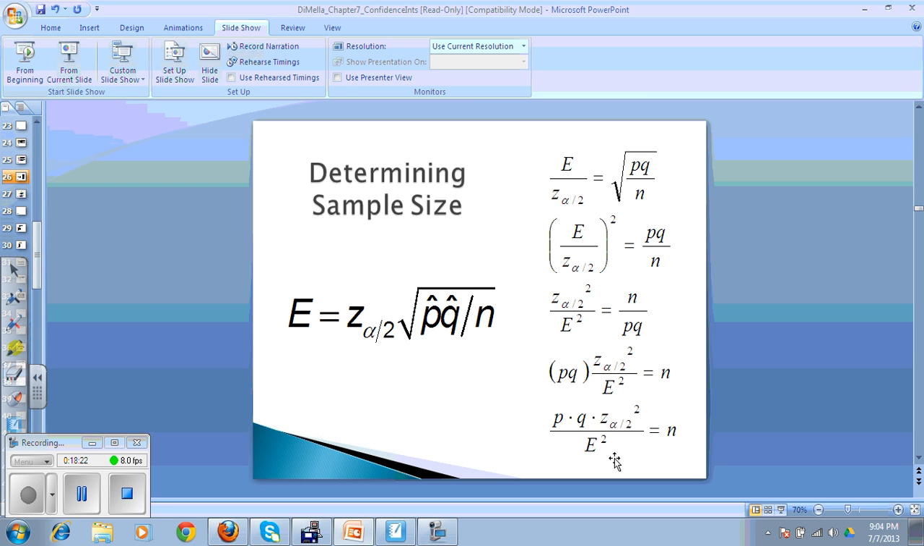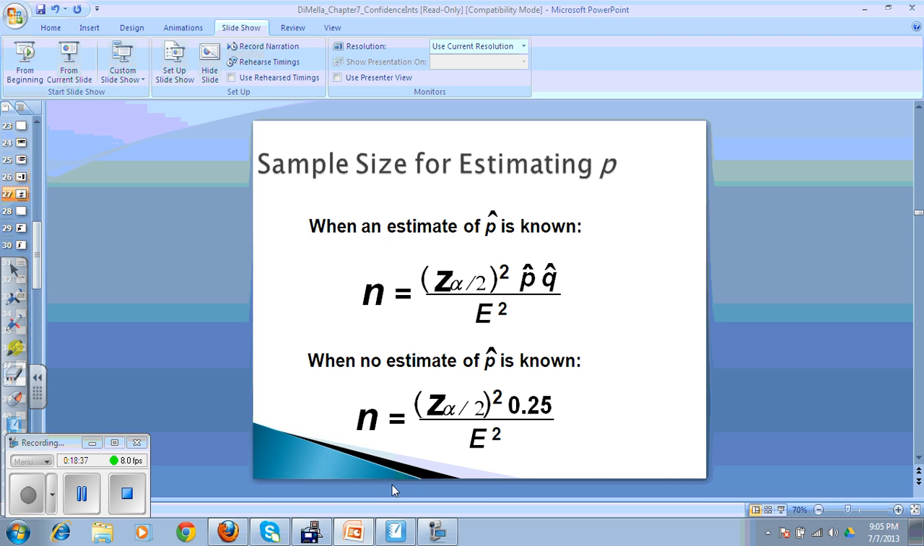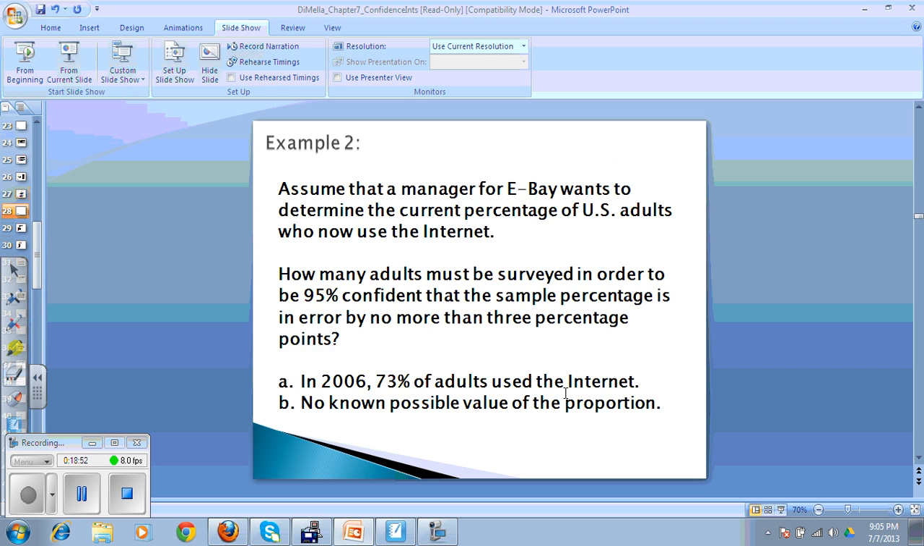And it comes down to this formula down here, which is p-hat times q-hat times the square of the z alpha/2, which is just that square, not everything, over E squared. So if you don't know a p-hat, like you won't know in your Chapter 7 lab, we just assume a 50-50. So 0.5 times 0.5, that's where that 0.25 comes from. And these two formulas are also on that fold-out sheet.